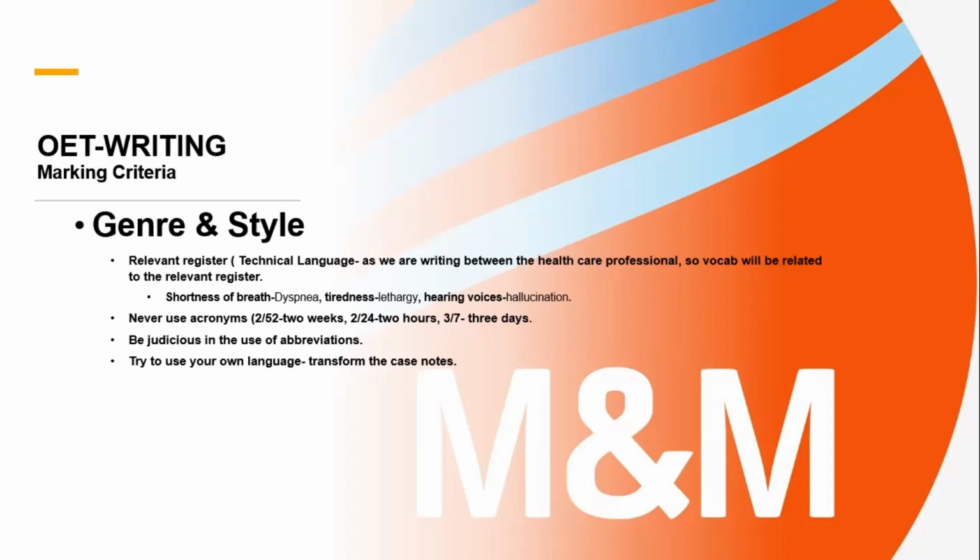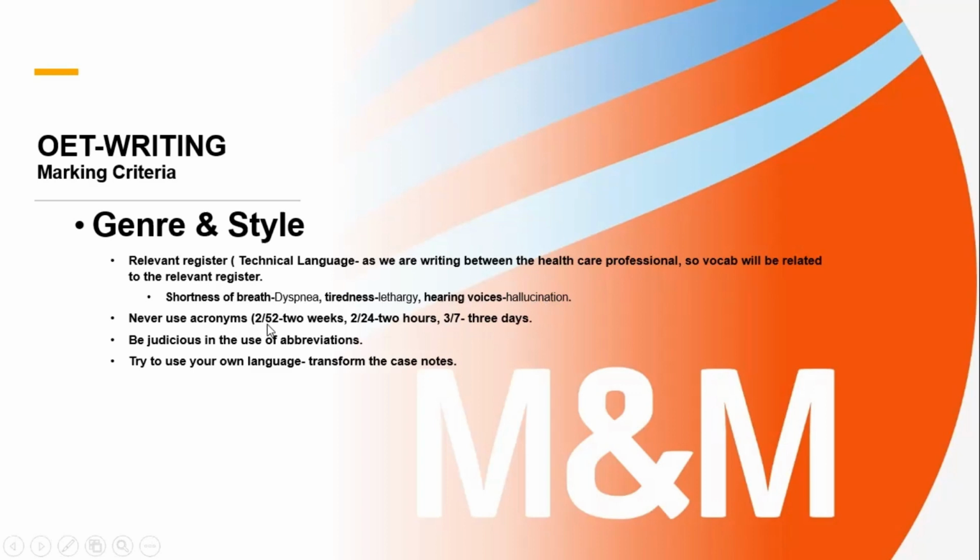Now, the second last criterion is genre and style. Genre means that your language should be technical. You should not be using non-technical words in your vocabulary. If you are writing between professionals, doctors writing to doctors, nurses writing to nurses, we have to see the audience or the recipient and change the form accordingly. Let's say shortness of breath can be written as dyspnea, tiredness as lethargy, hearing voices as hallucination, and so on, right? Never use the acronyms.